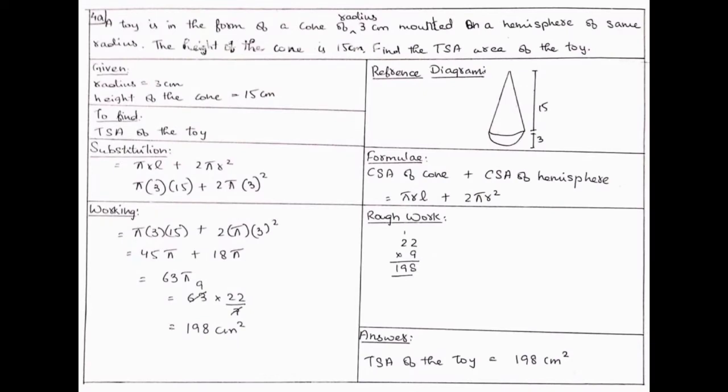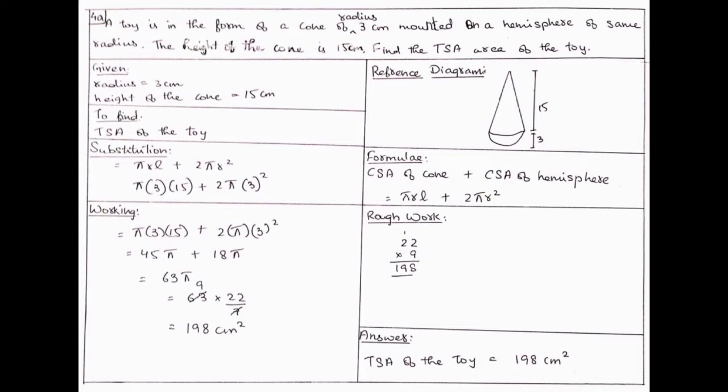Now I will show you some example sums from the MPM. The first one, the question is written as: a toy is in the form of a cone of radius 3 centimeter mounted on a hemisphere of the same radius. The height of the cone is 15 centimeter. Find the total surface area of the toy. Now, they've given the radius as 3 centimeter and the height of the cone as 15 centimeter. Find its total surface area.